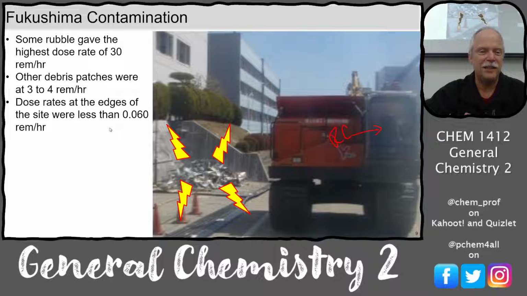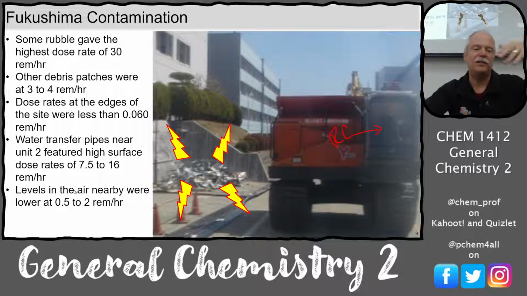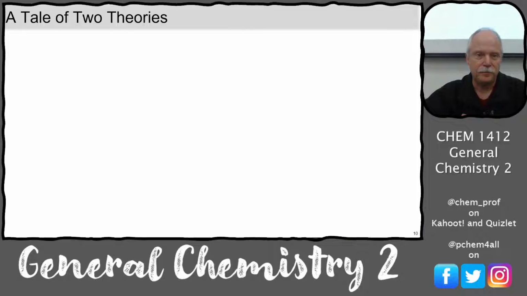Other debris patches were 3 to 4 rem per hour. At the edges of the site, so at the fence line, 0.06 rem per hour, 60 millirem per hour. And remember, our background, at least here in Huntsville, is 13 millirem per hour. So it's pretty small. And then some of the water transfer pipes were pretty high too. The levels of the air ranged, because it fluctuates, from half a rem to 2 rem per hour. So yeah, there were some radionuclides floating around that would settle out.